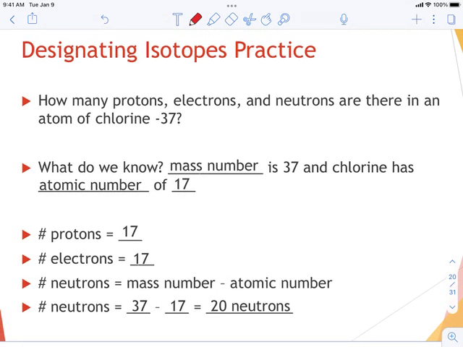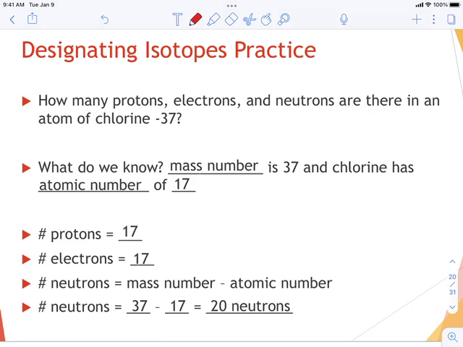So I have a slide here practicing. I'd encourage you to do this with me. I know you can see the answers, but make sure you know how I'm getting to those. So how many protons, electrons, and neutrons are in an atom of chlorine-37? I could word that question: how many of the subatomic particles are in an atom of chlorine-37? Same thing, right? Protons, neutrons, electrons are subatomic particles.